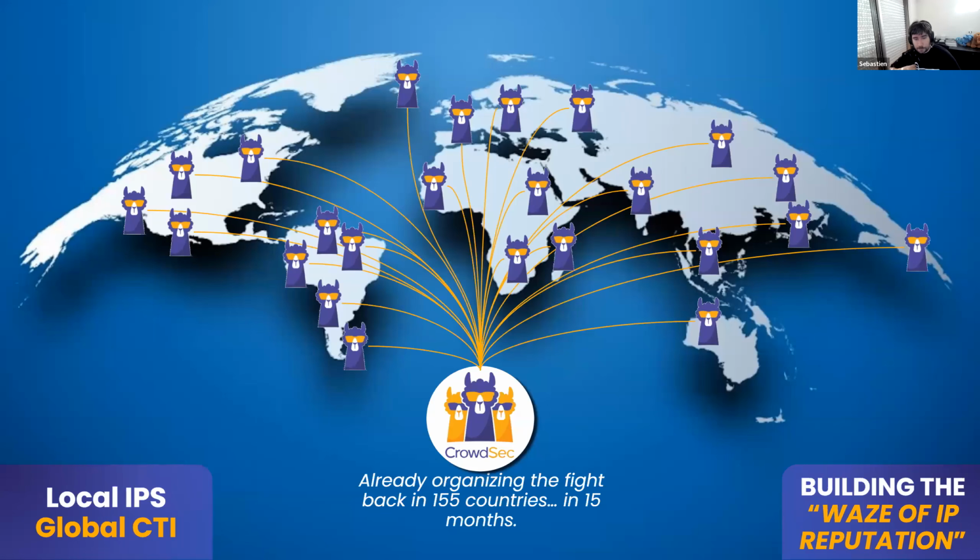And so this is what we are trying to achieve by detecting attacks locally with CrowdSec: to try to build the biggest CTI network, so cyber threat intelligence network, in the world. And each member of the community will be able to help defend other members of the community.